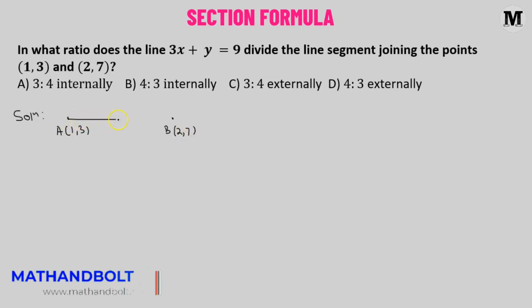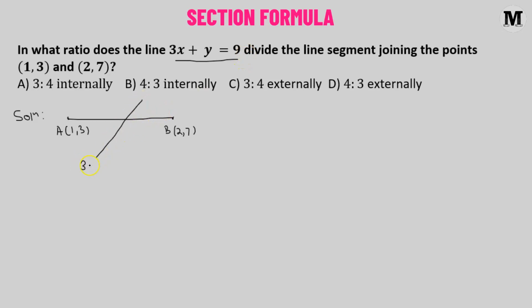We're going to join the 2 points A and B with the help of a straight line, and that gives us the line segment AB. Now it's given here that we have a line 3x + y = 9 which divides the line segment. It is dividing the line segment internally in the ratio k:1, and it meets the line segment at point C. Now, using the section formula, we can easily obtain the coordinates of point C.